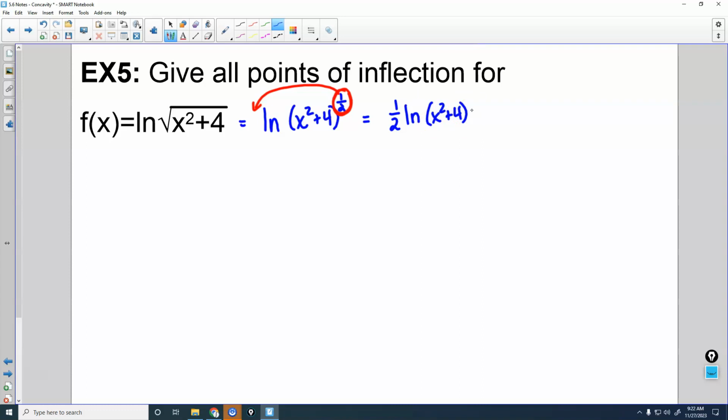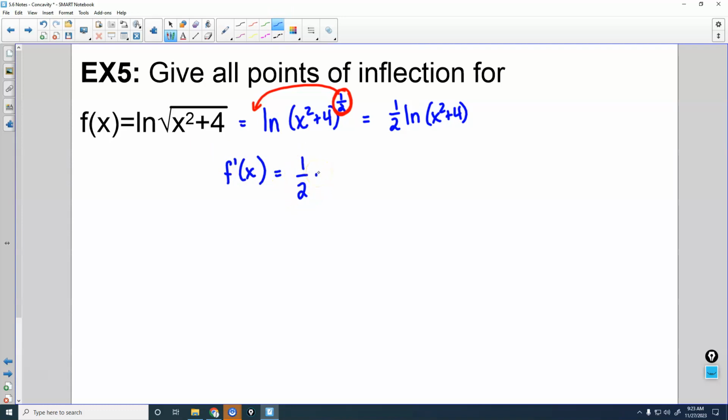Because now, before I had like a triple chain rule. I had the natural log, I had the square root, and I had the x squared plus 4. Now, instead of having that square root, I just have a coefficient of 1/2 out front, which makes it much easier to take that derivative. So this is a trick that you would want to do ahead of time to make it easier to take that derivative.